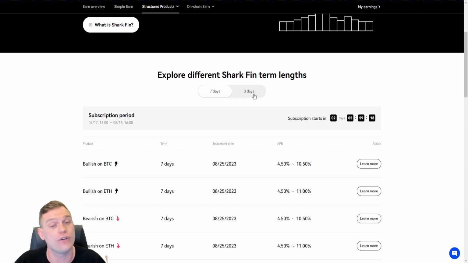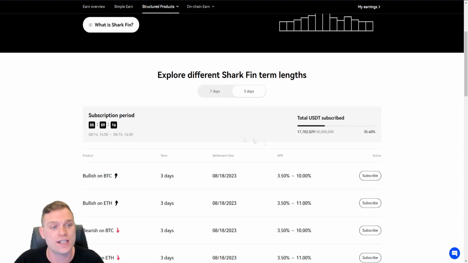If I head over to 3 days, for instance, we can see that the subscription is still open now for another 5 hours, 59 minutes, and the total amount of USDT subscribed for this period on either of these options of the products is at this amount here, a total of 35.4%, meaning that I can easily opt in on this 3-day option.